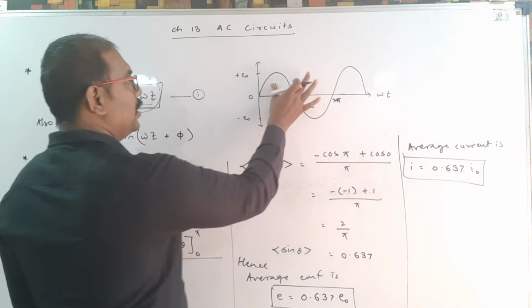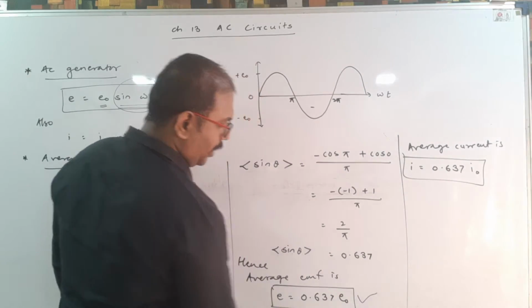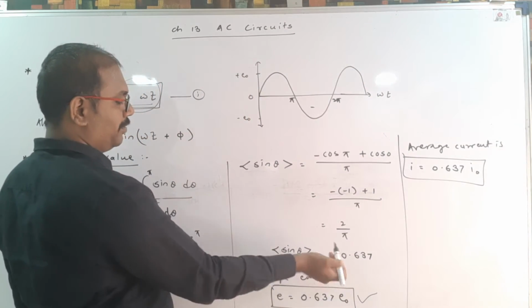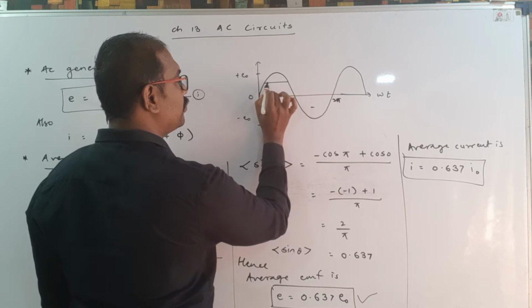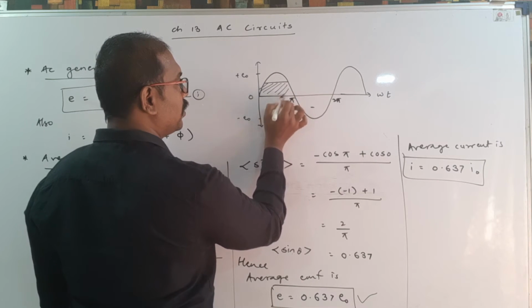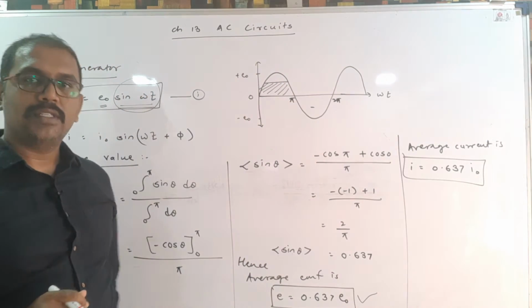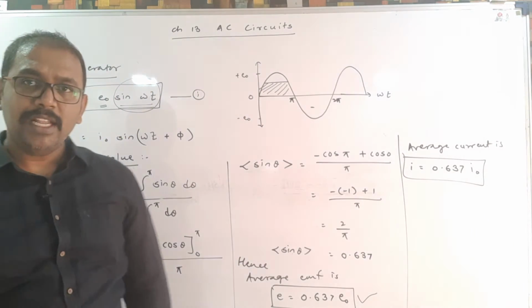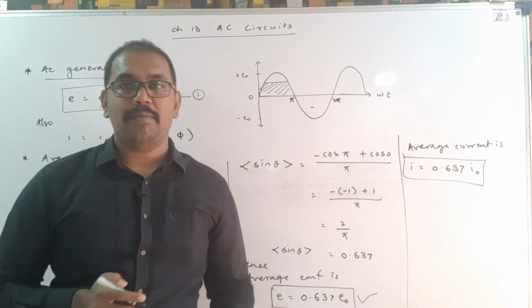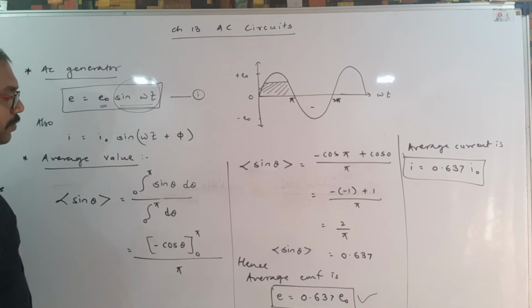You remember here, this average value of EMF is 0.637 of the peak value, means we are getting the average at this point. So the average is less than this peak value. Similarly, we can obtain the RMS value of the EMF as well as the RMS value of the current.